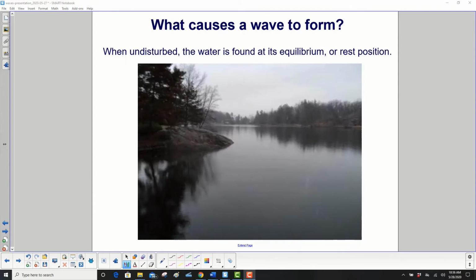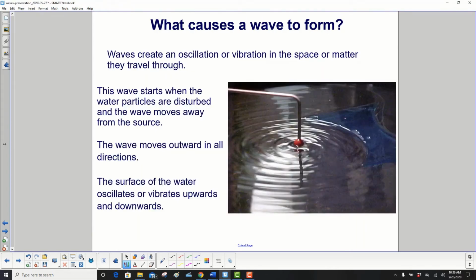When the water is undisturbed, it is found at its equilibrium or rest position. So here we have a very calm lake, and the water is not going up or down at all. We call that equilibrium. So how do these waves form?